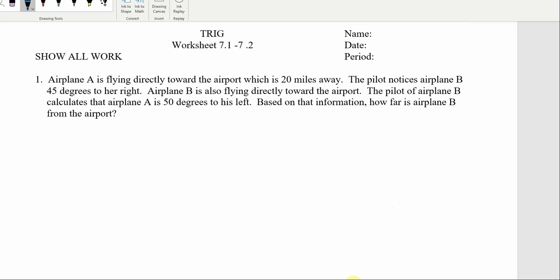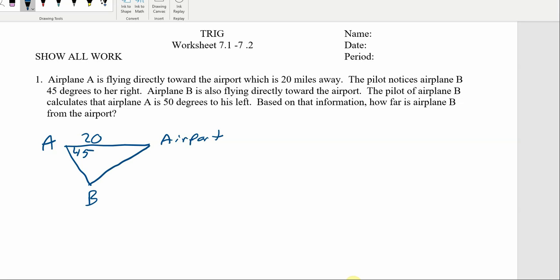We got an airplane A, so we'll just put airplane A here, flying directly towards an airport. So here's the airport, and it's 20 miles away from the airport. The pilot notices airplane B 45 degrees to her right. So airplane B is somewhere down here. So this is 45 degrees. And airplane B is also flying directly towards the airport. So B is going also right towards the airport.